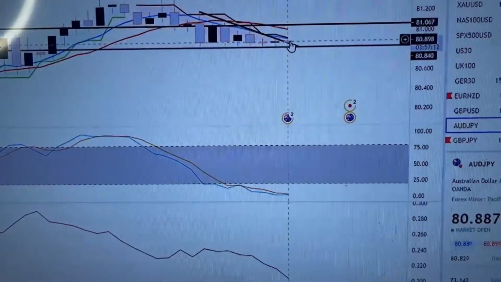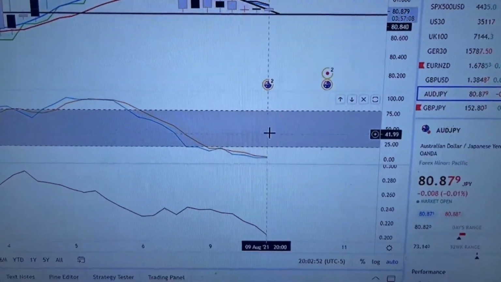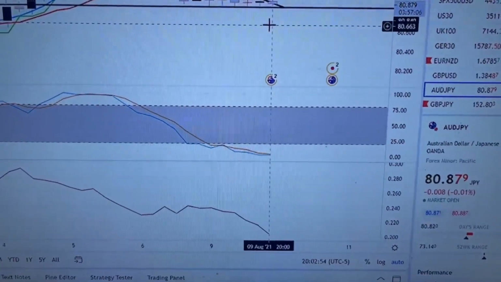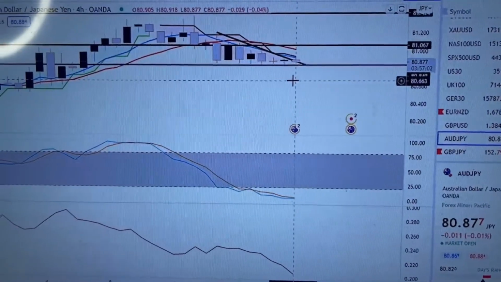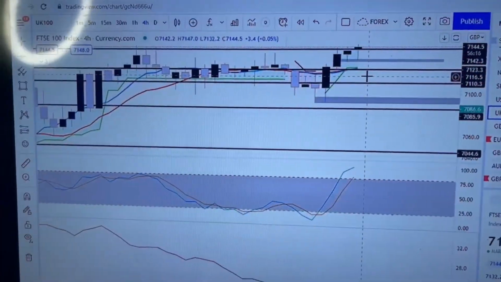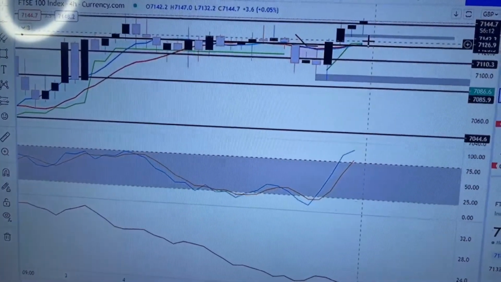And the rest of my confirmations, as you guys can see, it's in the oversold area as well. So I'm just waiting on everything to line up so I can go ahead, take this trade, and we can make a bag in our sleep. All right, so this is my setup for UK 100.